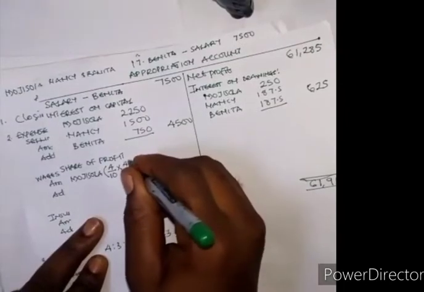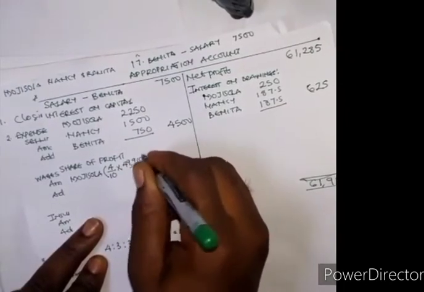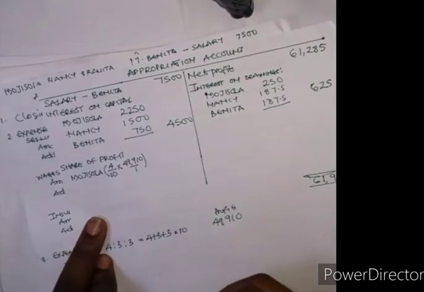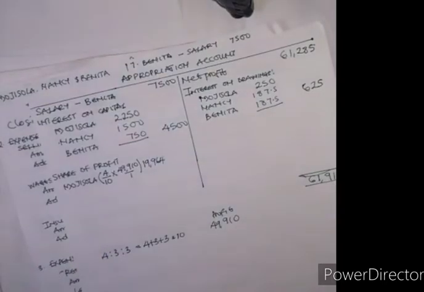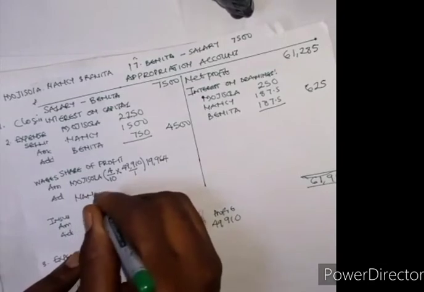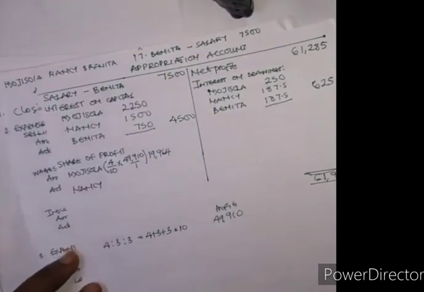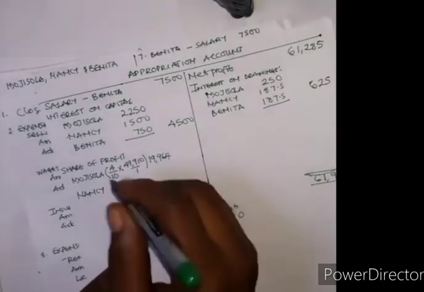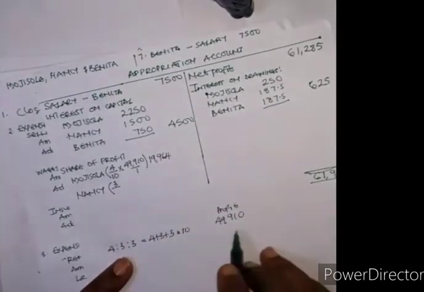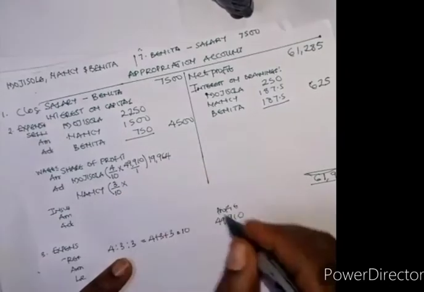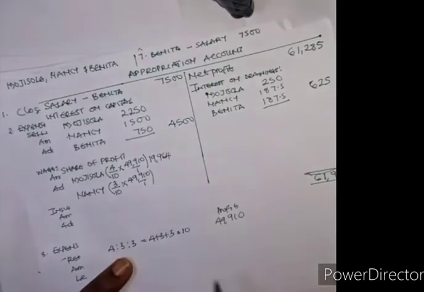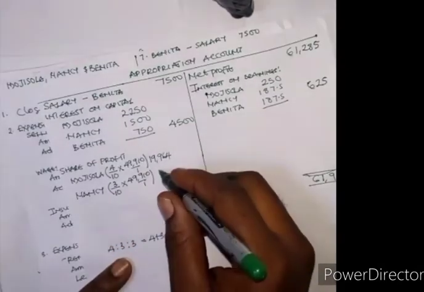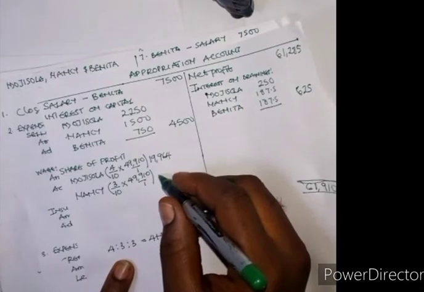Mojisola's first one is 4 over the total 10 times this profit, 49,910 over 1. Okay, so if we do that, we have 19,964. Okay, as for Mojisola, the next one is Nancy. Now, Nancy also, it is 3. So it is 3 over the total 10 times the profit, 49,910 over 1. So this divided by this times this will give us 14,973.